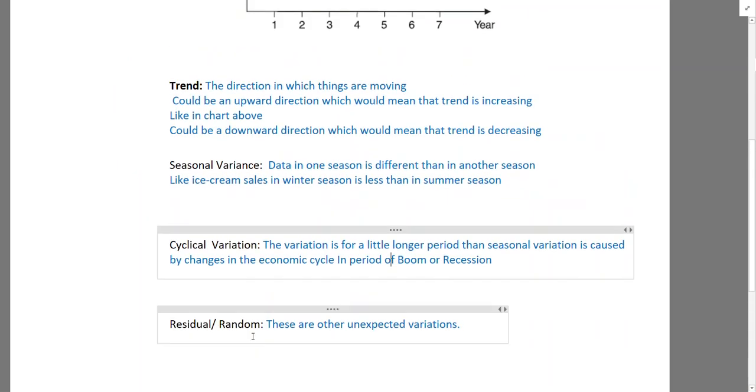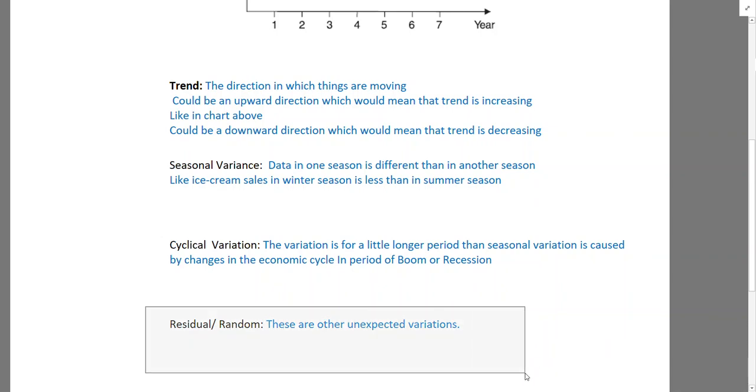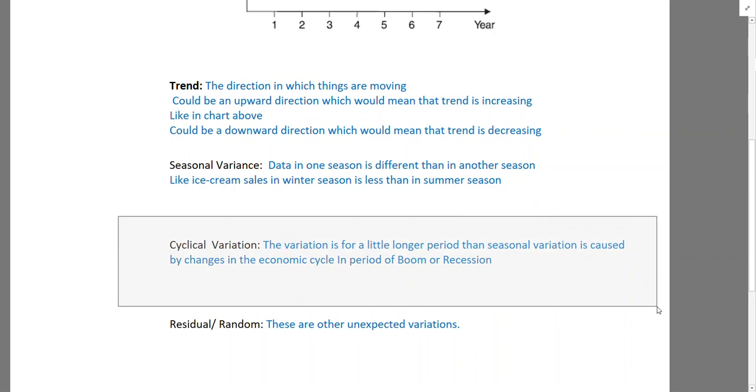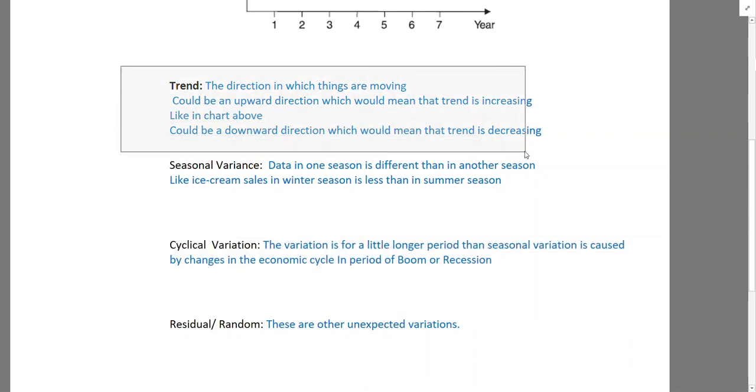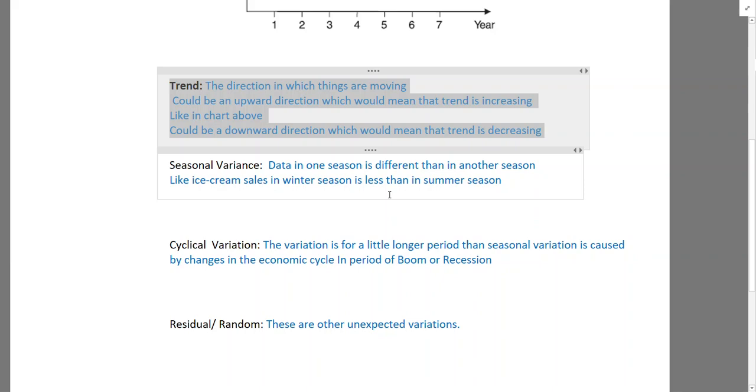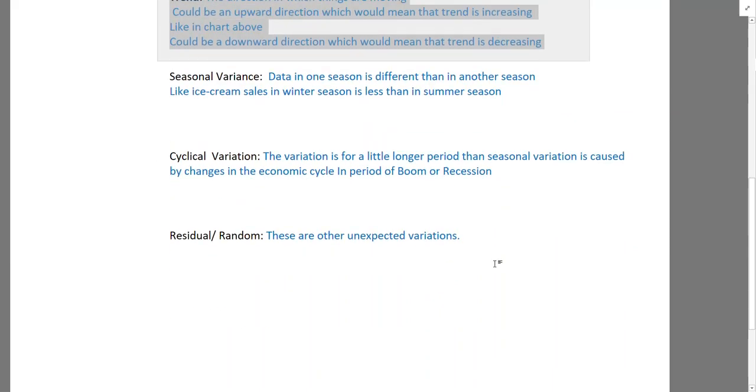And then we have other residual random things, like most recently Corona happened and it affected many businesses. It affected many businesses negatively, and it affected many businesses positively as well. We will not be looking at random residual variation or cyclical variation in questions. We'll only be looking at trend and seasonal variation here in F2.